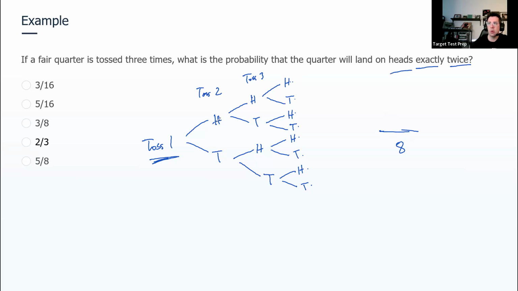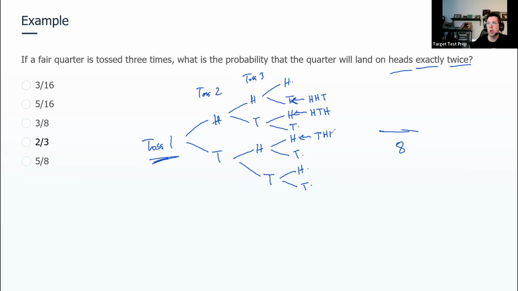Well, let's see. So head, head, tail. So this one does. And then head, tail, head. This one does. So head, head, tail, head, tail, head. This is head, tail, tail. So that's not it. This is tail, head, head. There we go.